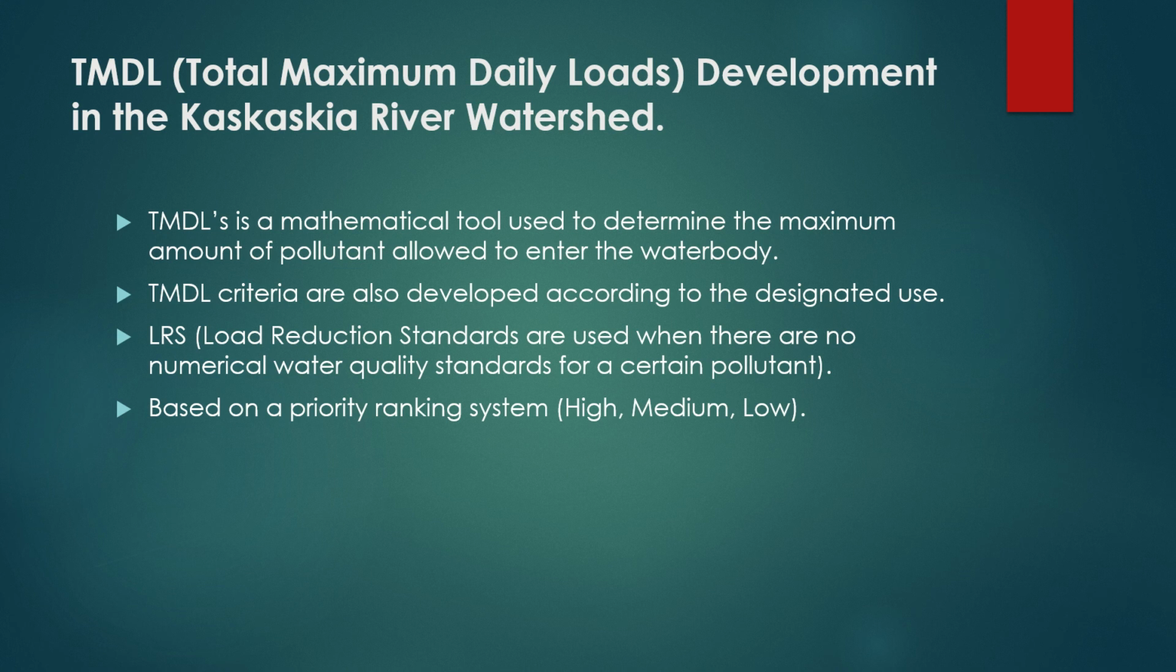And then it's also based on a ranking or priority system, which ranks from high to low, and that's also dependent on use. So for example, public and food processing water supplies are ranked as high priority. Primary contact recreation, so swimming, is ranked as medium priority, and then all other uses are prioritized by number of impairments.